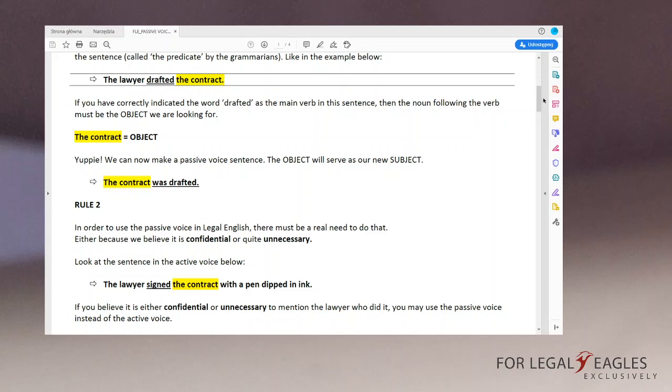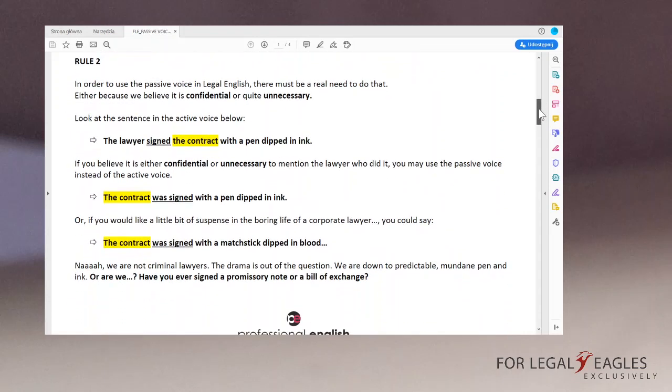Up. We can now make a passive voice sentence. The object will serve as our new subject. The contract was drafted. Rule number 2. In order to use the passive voice in legal English, there must be a real need to do that, either because we believe it is confidential or quite unnecessary. Look at the sentence in the active voice below. The lawyer signed the contract with a pen dipped in ink.